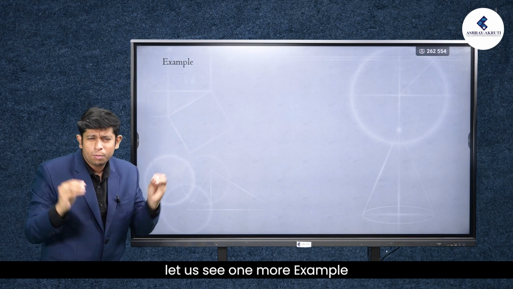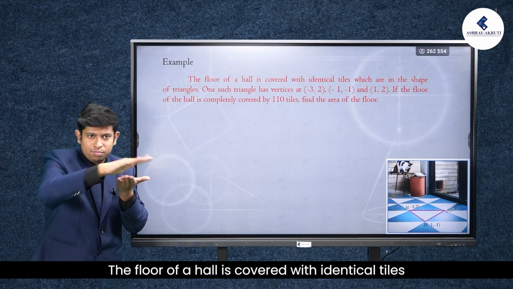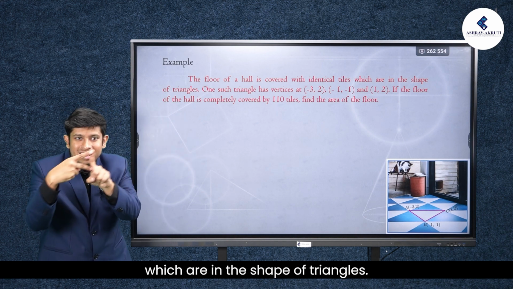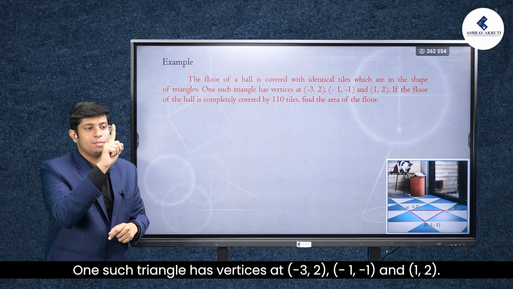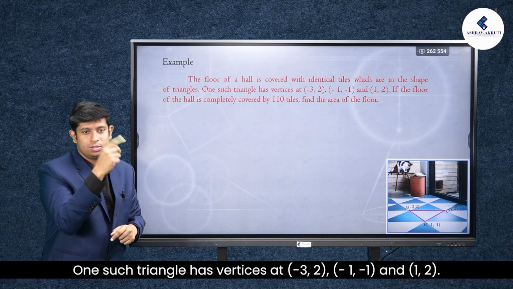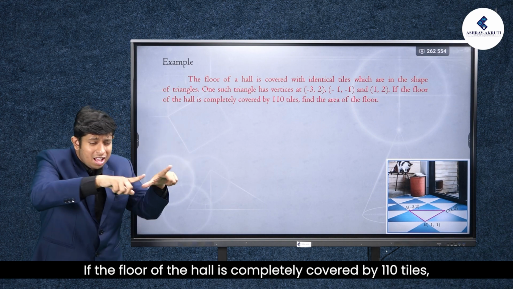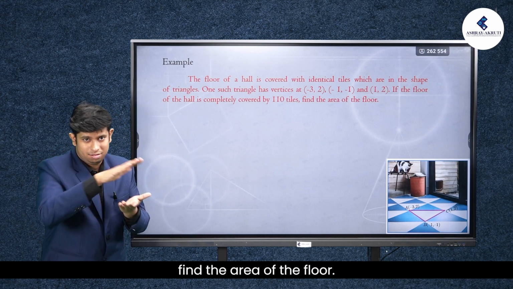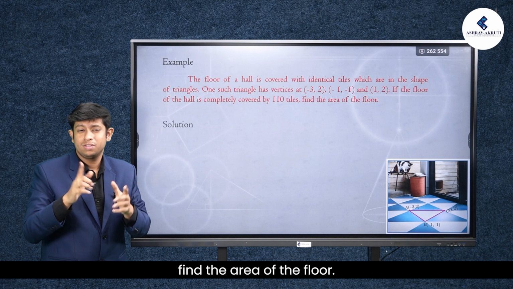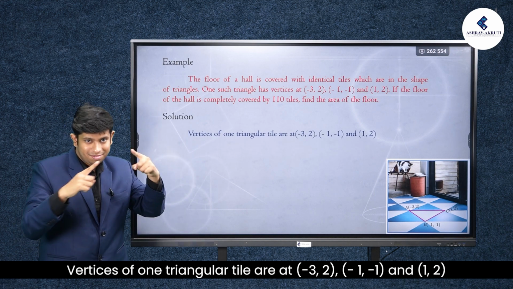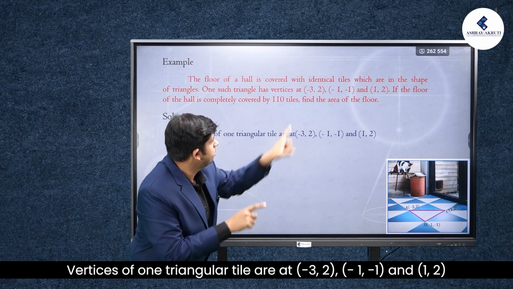Let us see one more example. The floor of a hall is covered with identical tiles which are in the shape of triangles. One such triangle has vertices at minus 3, 2, minus 1, minus 1 and 1, 2. If the floor of the hall is completely covered by 110 tiles, find the area of the floor. Solution: vertices of one triangular tile are at minus 3, 2, minus 1, minus 1 and 1, 2.